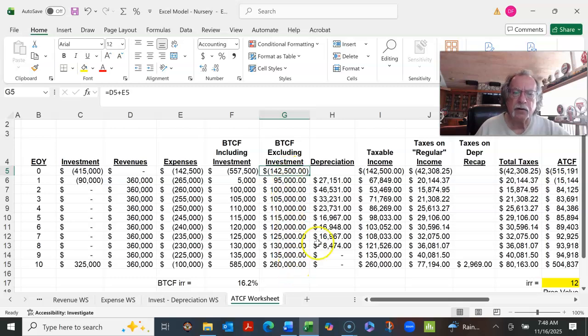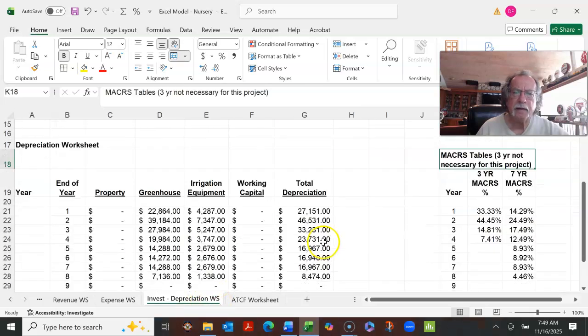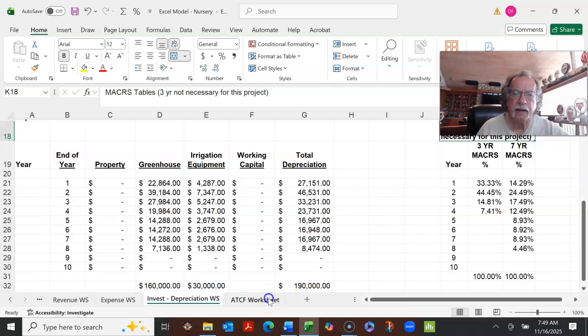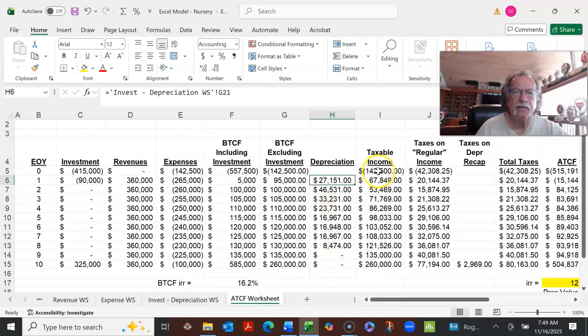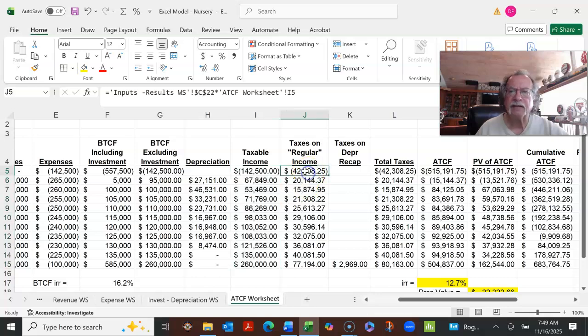So we have this number, we take out the depreciation. The depreciation comes from the depreciation worksheet. The difference between the two is our taxable income. This is our regular taxable income. We compute our income taxes on it, and it's simply this taxable income multiplied by the tax rate. So column C22 on the input worksheet is the tax rate.